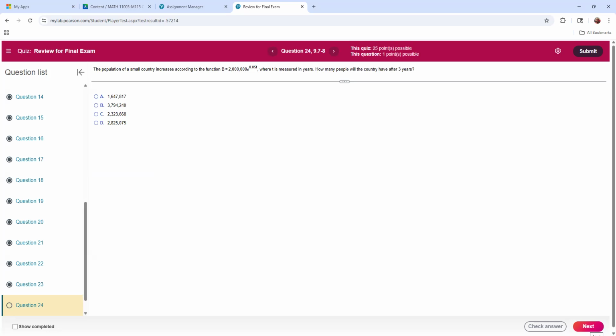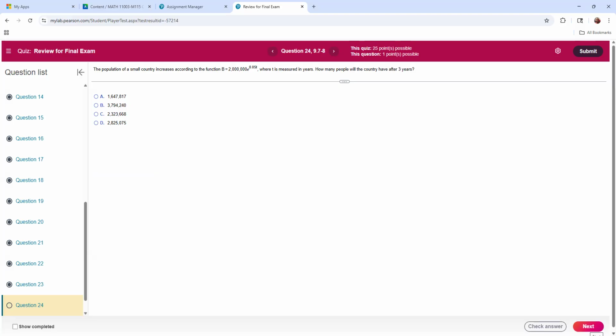Also, this one's not bad. They give you a formula on this one. They're giving you B equals 2 million e to the 0.05t. So this is the population of a small country.